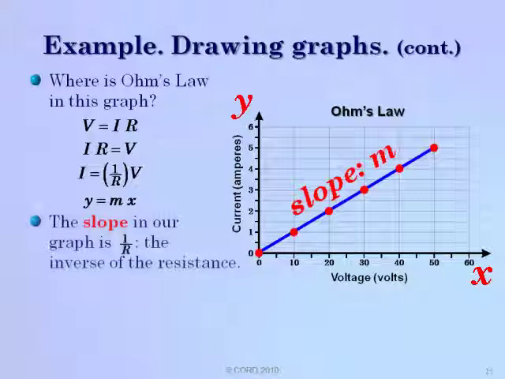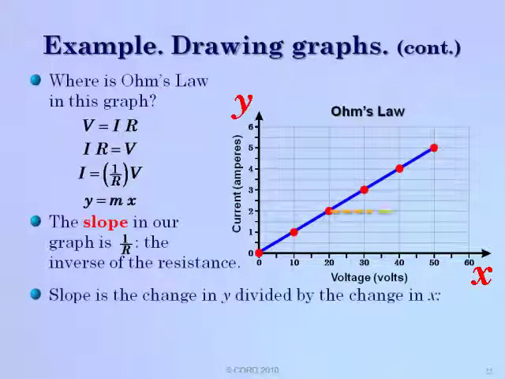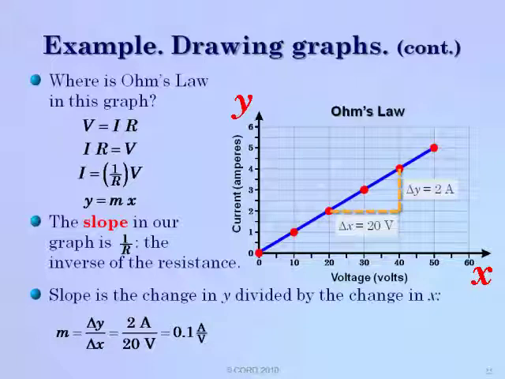And so the slope in our graph happens to be 1 over r, the inverse of the resistance. Since the slope is the change in y divided by the change in x, if we look at our line, the change in y is 2 amps, and the change in x is 20 volts. That would be 2 amps divided by 20 volts, which is equal to 0.1 amps per volt. That's our slope for this line.